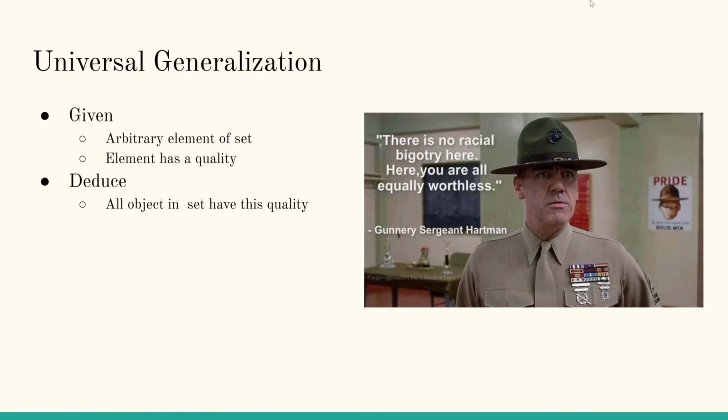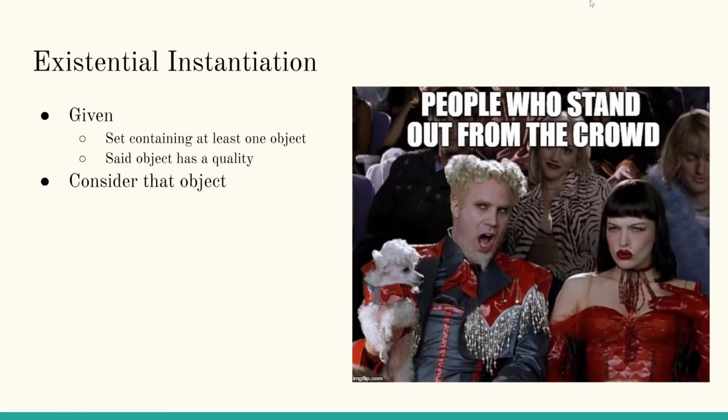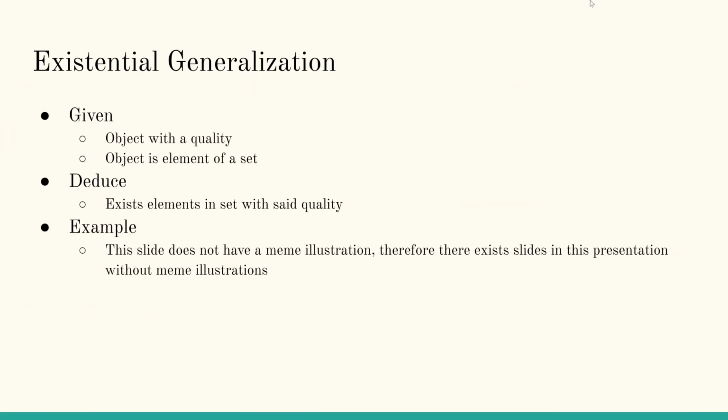Consider an arbitrary element of a set that has a quality. Since the object is an arbitrary element, a universal generalization states all objects in the set have this quality. Consider a set which contains at least one object that has a specific quality. An existential instantiation considers that a specific element. Consider an object with a specific quality. If that object is an element of a set, an existential generalization states there exists an element in that set with that quality.